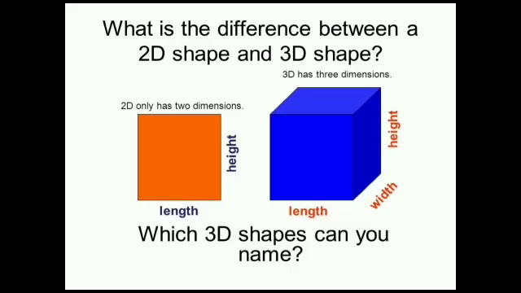What is the difference between a 2D shape and a 3D shape? A 2D shape has only 2 dimensions, length and height. But a 3D shape has 3 dimensions, length, width, height. So which 3D shapes can you name? Yes, correct. It is cube. C-U-B-E, cube.